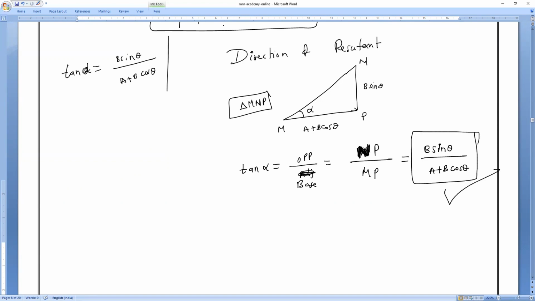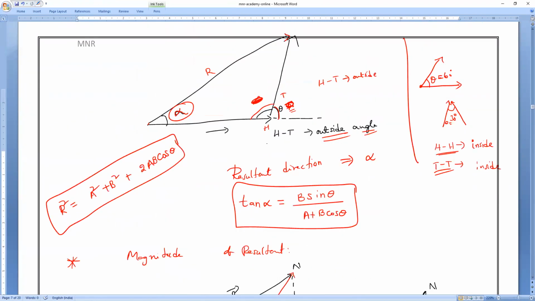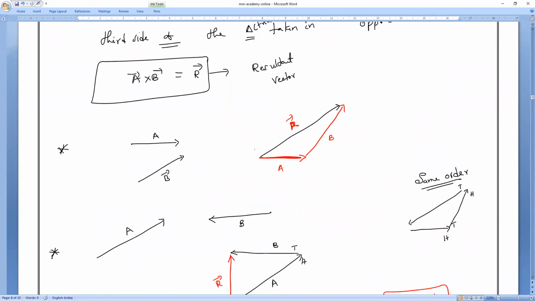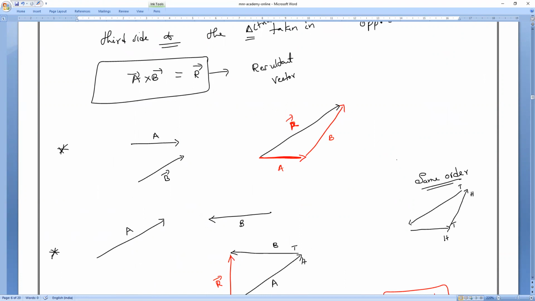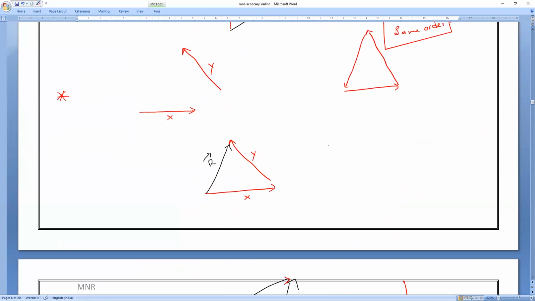Is everything clear? Understood, all of you? So tan alpha is equal to this, and that is the magnitude. I hope you are clear. This is very simple, the triangle law of vector addition. This is not new to us. Always remember, the given vectors must be in the same order, and the resultant must be opposite. That is the triangle law of vector addition.